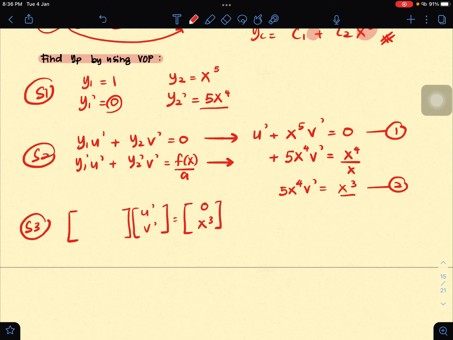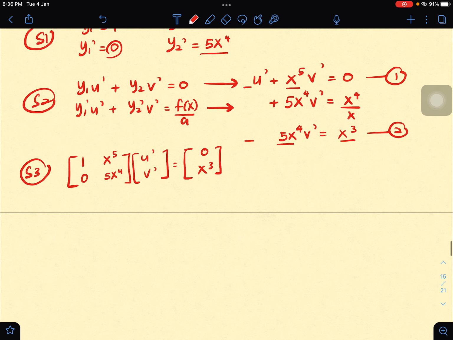Okay, so you just need to put the coefficient. This one is 1, this one is x5, this one is 0, this one is 5x to the power of 4. Okay, and then your step number 4 in the variation of parameter method is to find the value of Wronskian, where to find the value of Wronskian, we need to find the determinant of this matrix. 1, 0, x5, 5x to the power of 4.